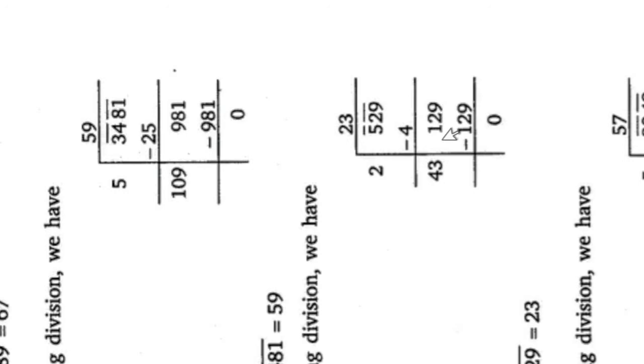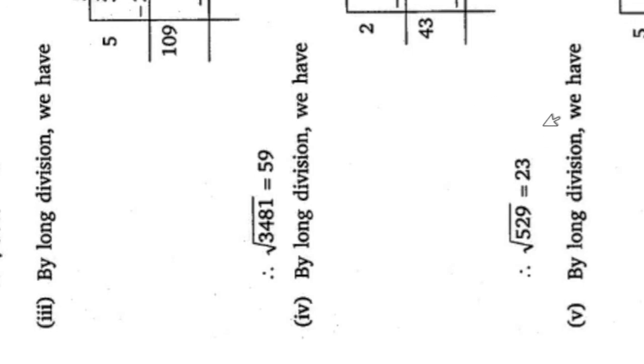29 get down. So, 43 3s are 129. With 43 we have to multiply 3 only. So, 43 3s are 129. So, here 0 and answer is 23. So, square root of 529 equals 23.